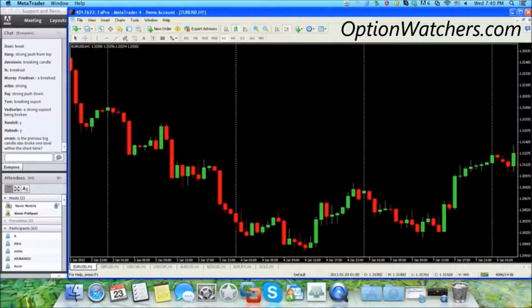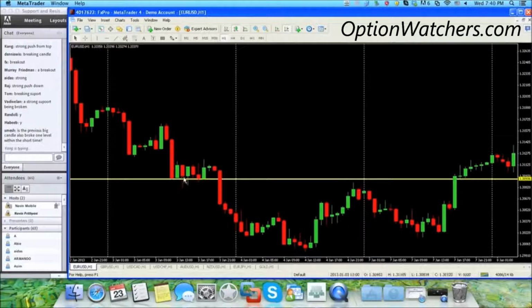Now, if I put my line here on the lowest body, is there a single body that closes outside of this? No, not a single body that goes outside of this. Okay? Tails are fine. Tails are just trying to tell you that it tried to go out, but it couldn't. So tail, you can have as many tails as you want. It doesn't mean anything. It's the bodies that make a difference.